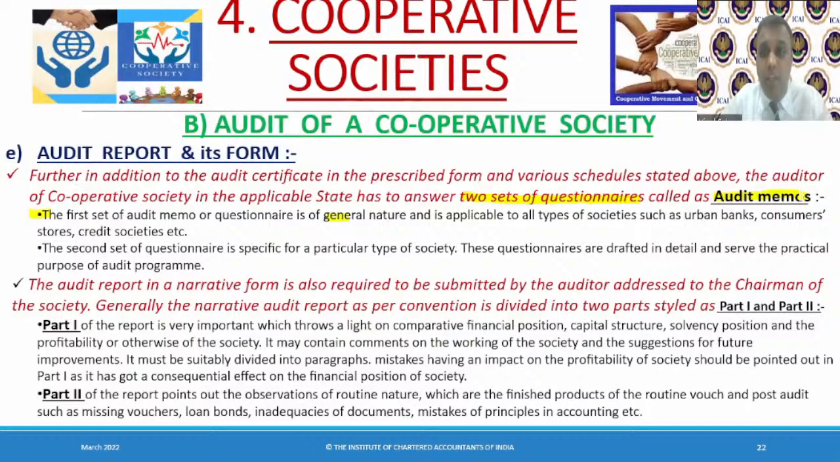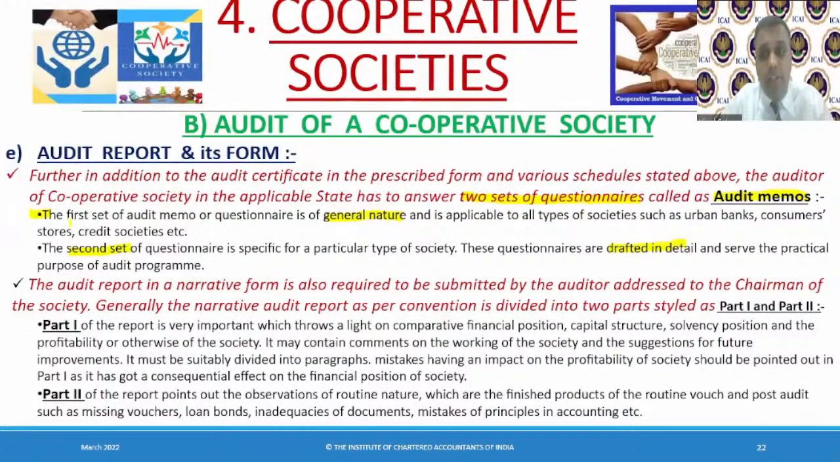Part 1 of the report is very important. Compared to previous years, the capital structure contains comments on the working of the society by the auditor. Read it paragraph by paragraph. These are the finished products of the routine working. Some loan bonds are missing, documents provided were inadequate, and mistakes were there in principles, but one is something which is very important.